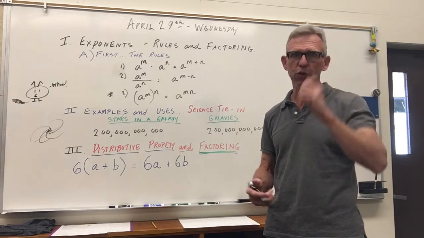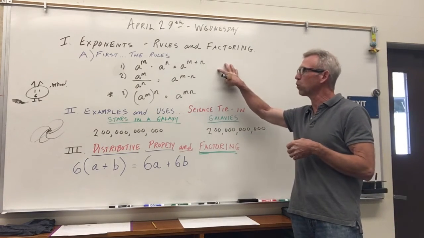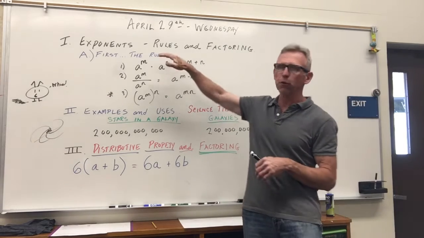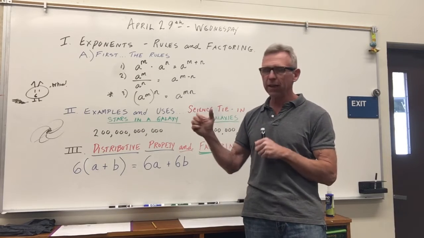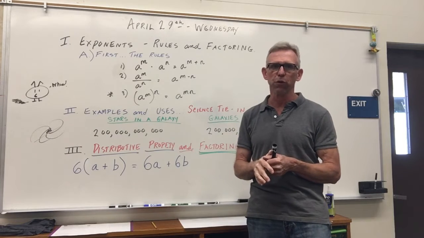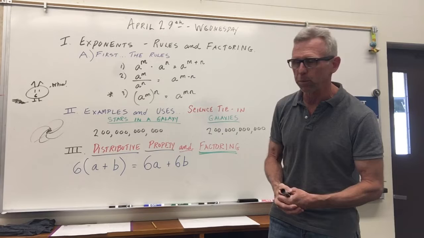So let's jump right in. If you check out where we are in chapter 6, we're doing a little bit with exponents and rules on exponents, and also a little bit on factoring. I put up here first the rules. If you look at the rules, they're on the board behind me. And if you look at all the symbols that are up there, if they seem a little bit confusing at first, don't sweat it. I want to give you a practical example of how to do a couple of these.